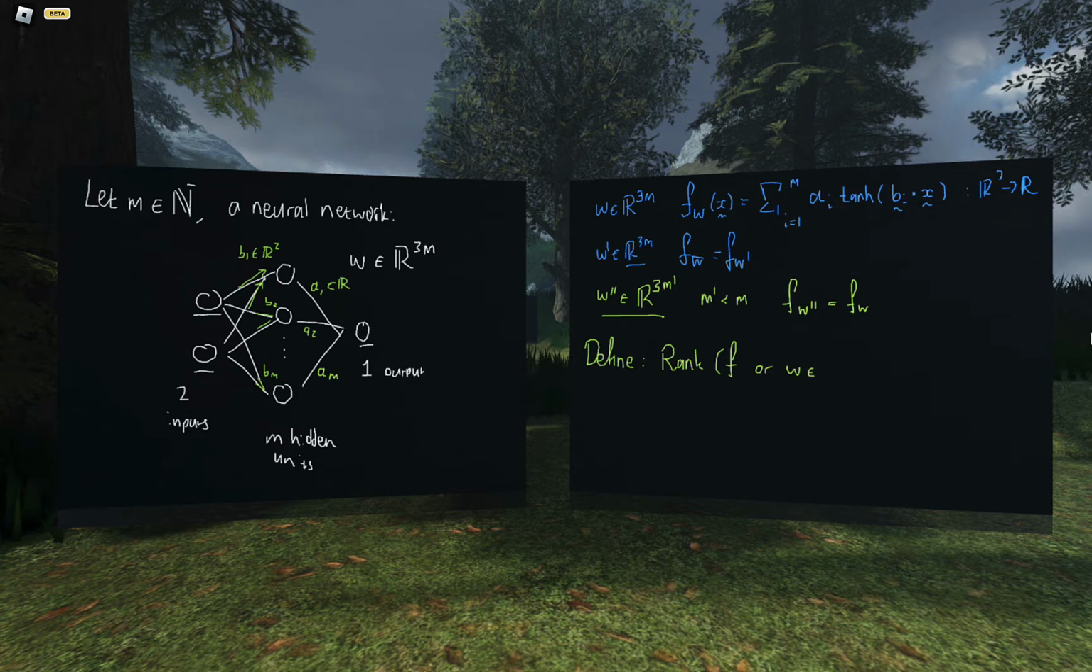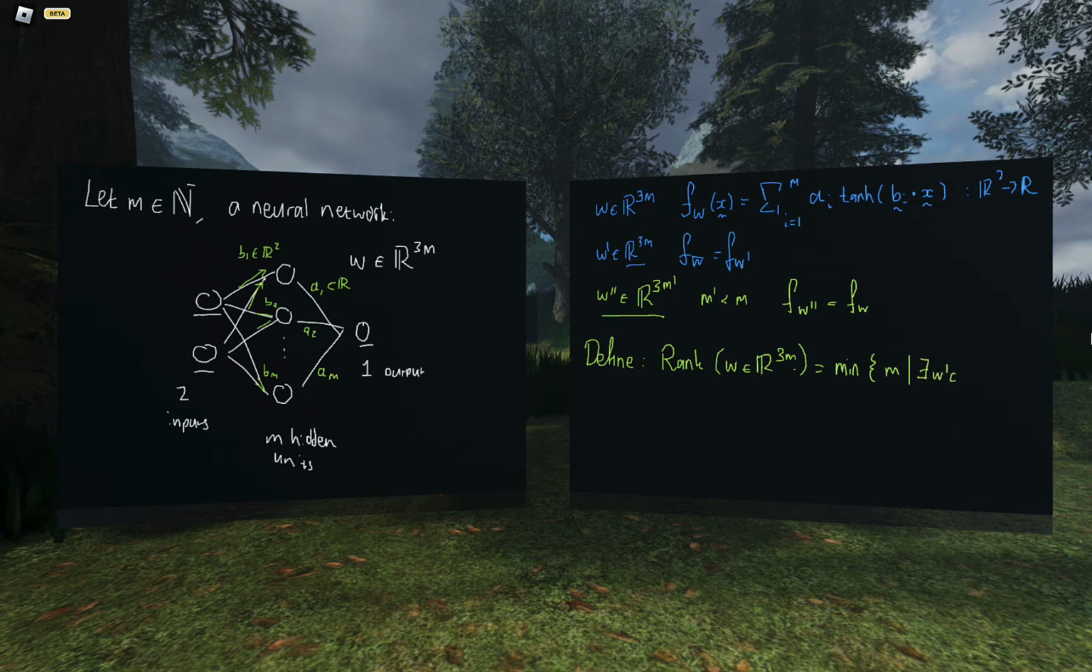It doesn't really matter. Actually, just keep it simple, and I'll just say it's for a parameter. The rank of a parameter, and that parameter is in some sort of ambient architecture with m hidden units. This is the smallest m prime for which we could still implement the same function. So it's the minimum of m such that there exists some parameter in R3m prime, such that fw prime is equal to fw.